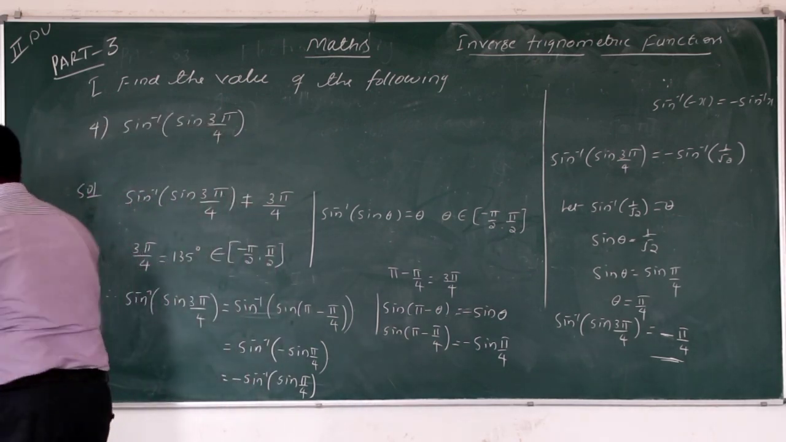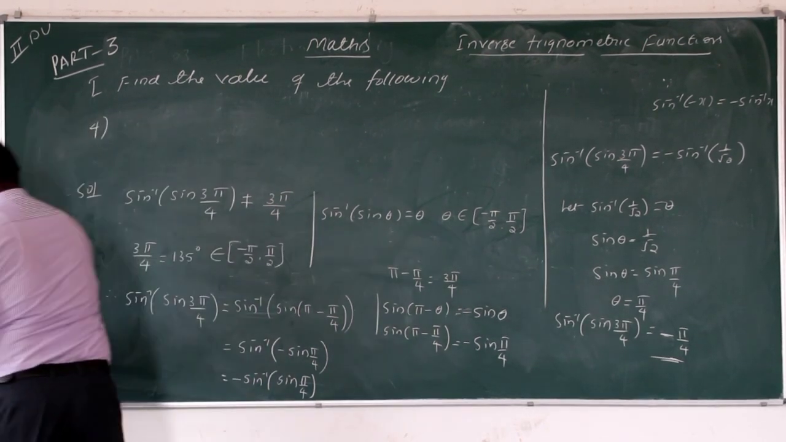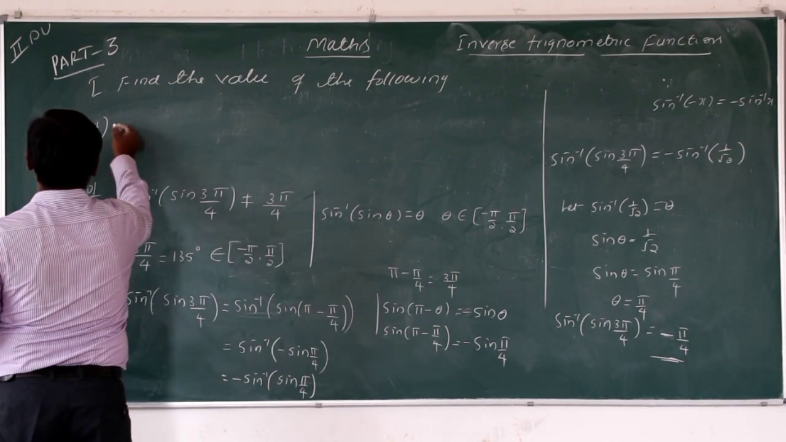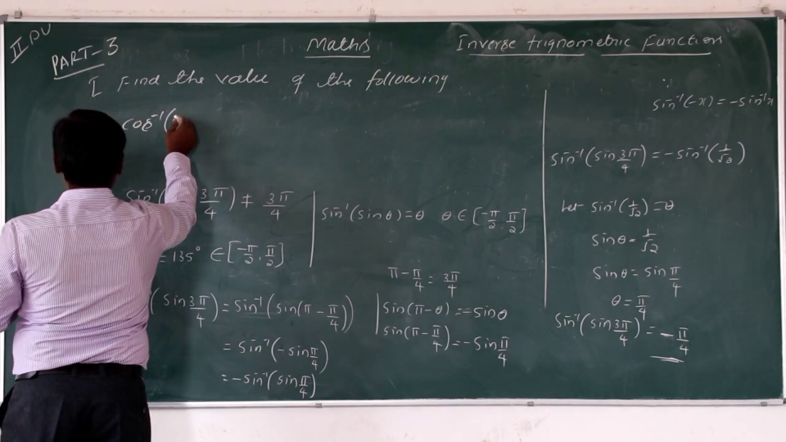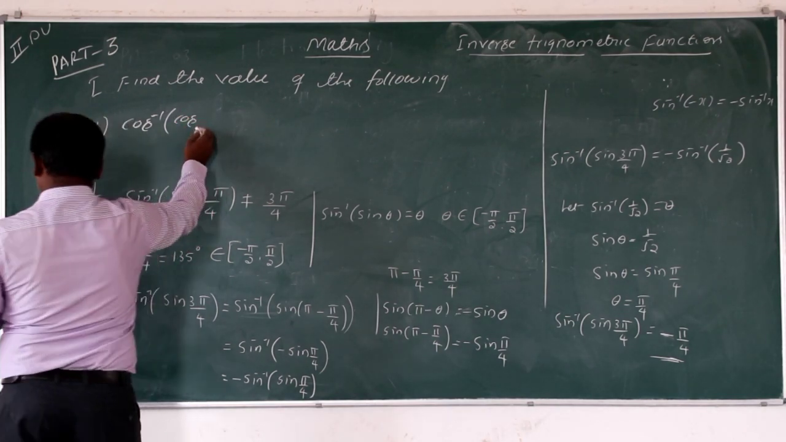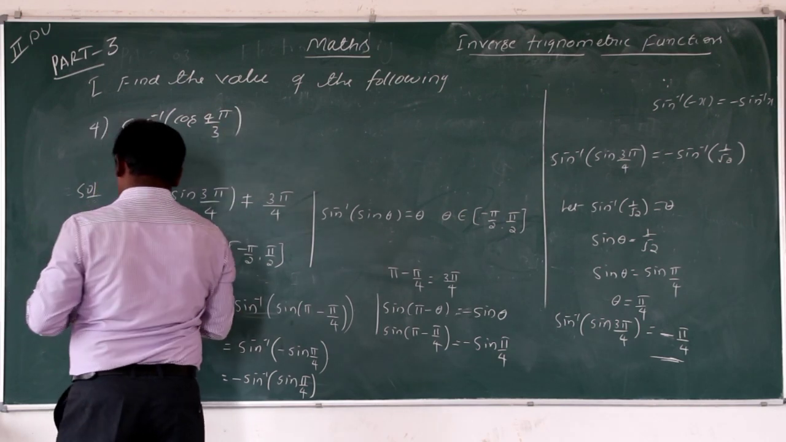So next column. Cos inverse of cos of 4 pi by 3.